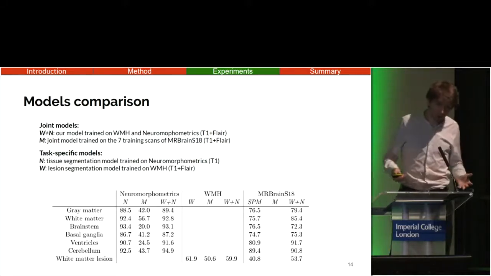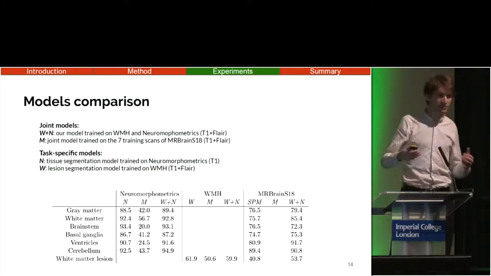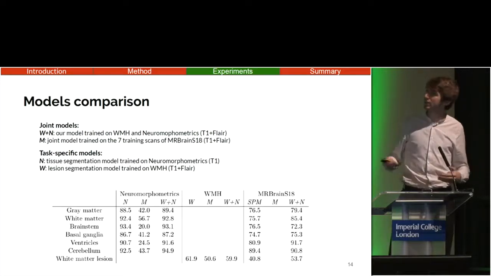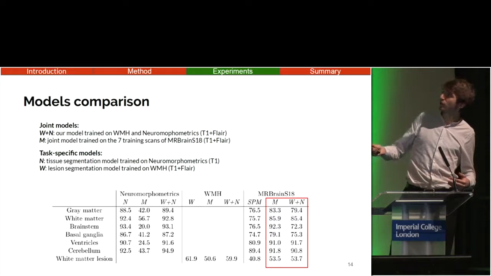Now, we can also compare a model with the fully supervised model. Here, a model never has seen any data from MR brains. And as we can see, if you look at the white matter lesion, it's good. Here it's also good. Here it's also good. However, we have two problems, one for the gray matter here and one for the brainstem.